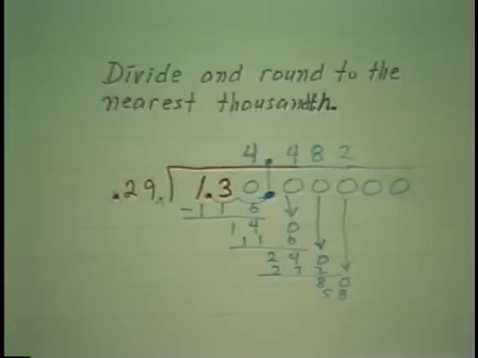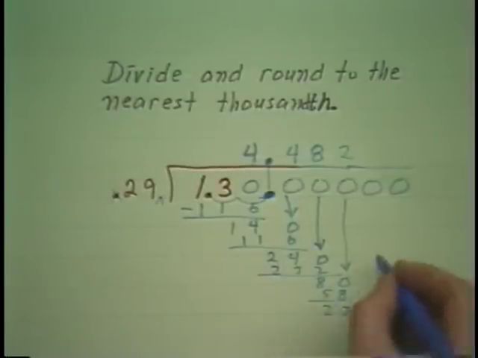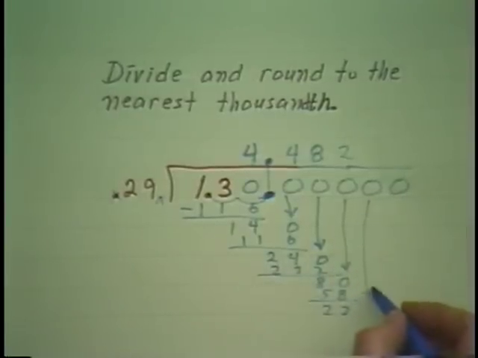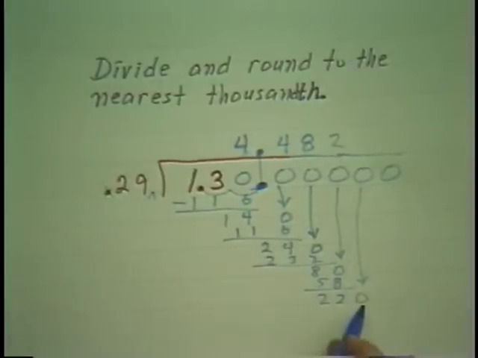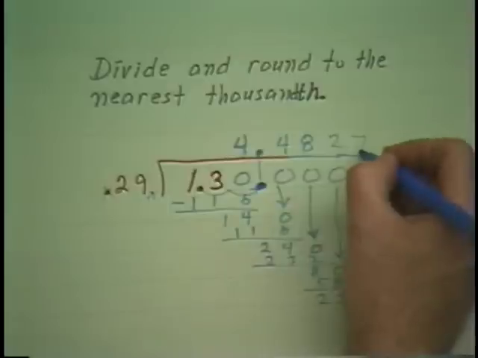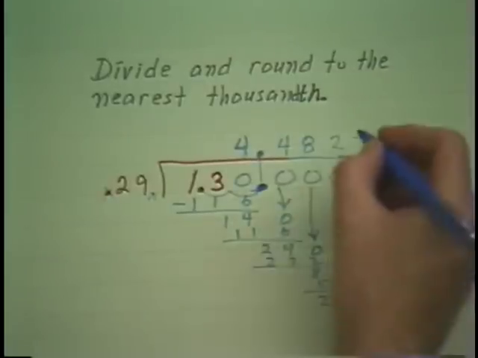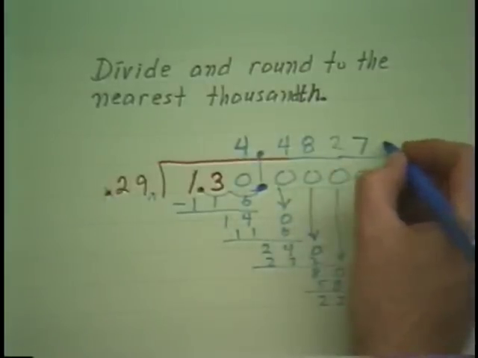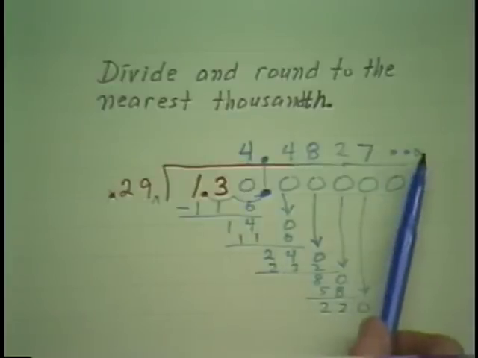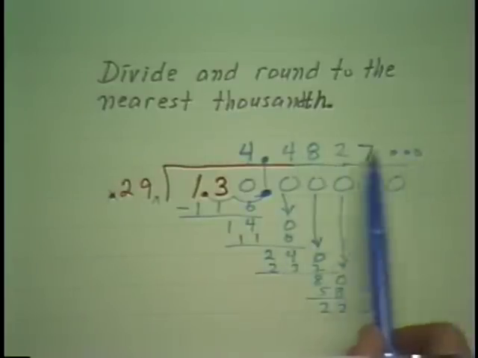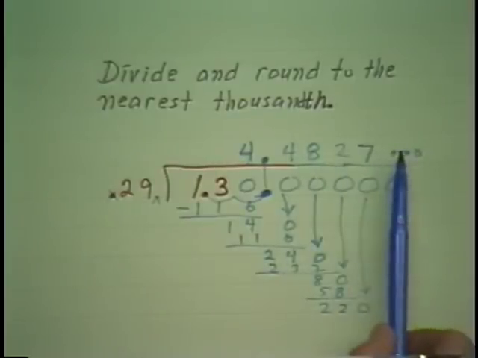58. Subtract, 22. Bring down the next 0. 29 goes into 220 7 times. And as you might suspect, this is going to go on forever. I can't go until I quit. And it may be a long time before a portion repeats.